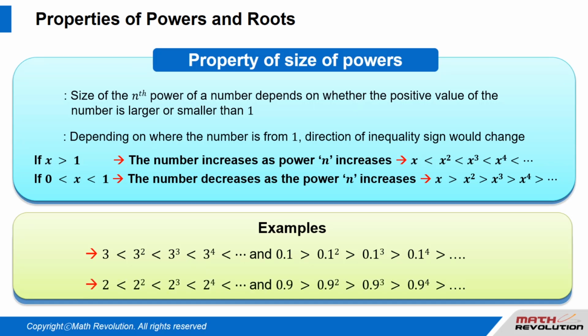2 is less than 2 to the power of 2, is less than 2 to the power of 3, is less than 2 to the power of 4, is less than, and so on. And 0.9 is greater than 0.9 squared, is greater than 0.9 cubed, is greater than 0.9 to the power of 4, is greater than, and so on.